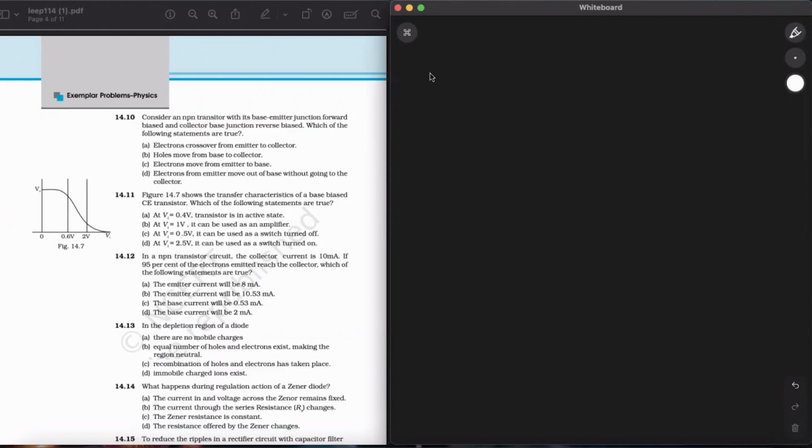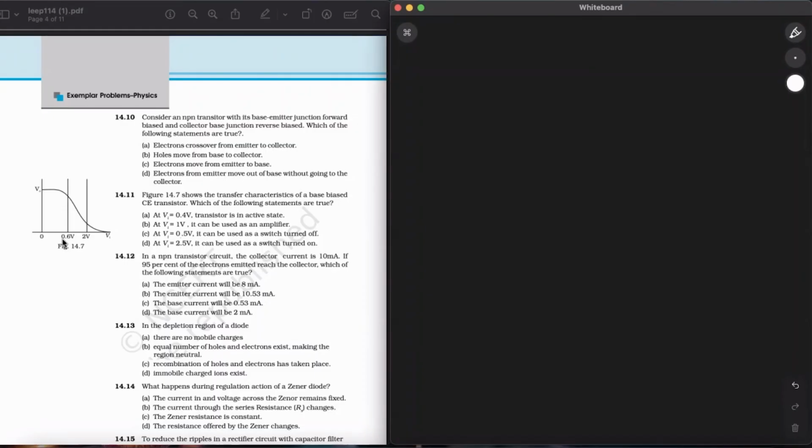According to the above graph, the transfer characteristics of a base biased common emitter transistor have been given to us. Now we can note that when the voltage is 0.4 volt, it will be in this region. So output voltage remains the same. There is no collector current. So the transistor circuit is not in the active state. So option A is wrong. It is not in the active state right now.